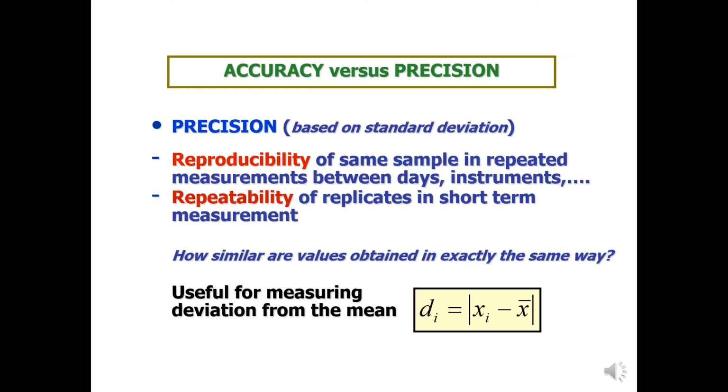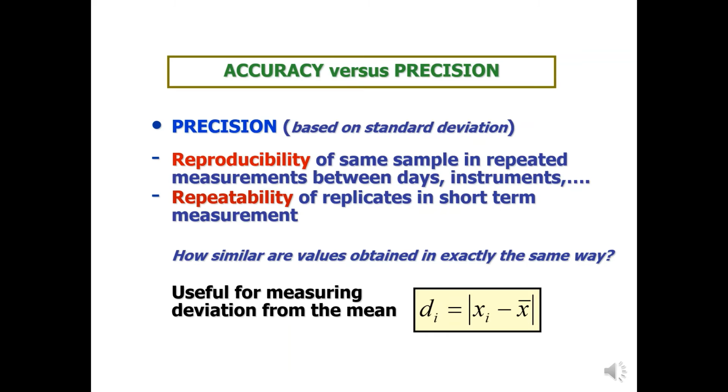Now, what is meant by accuracy? What is meant by precision? These are the two words normally encountered in data analysis. Accuracy, precision. Now, precision is based on running replicates, and then how close the data are, and that is reflected by your standard deviation. So you run 5 replicates, 1, 2, 3, 4, 5.